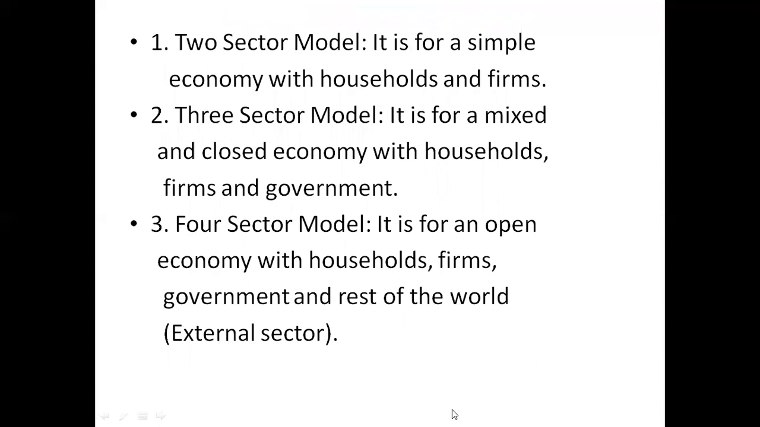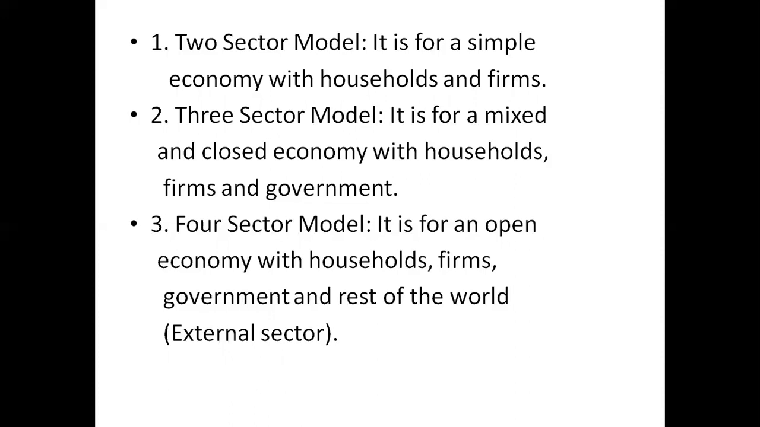The circular flow of income is classified into three types. One is the two-sector model, the three-sector model, and the four-sector model. This is what we actually have in our book. So what is the two-sector model? It is for a simple economy with the household and the firm. The income circulates between two sectors, namely firm and household. This is discussed under the two-sector model.